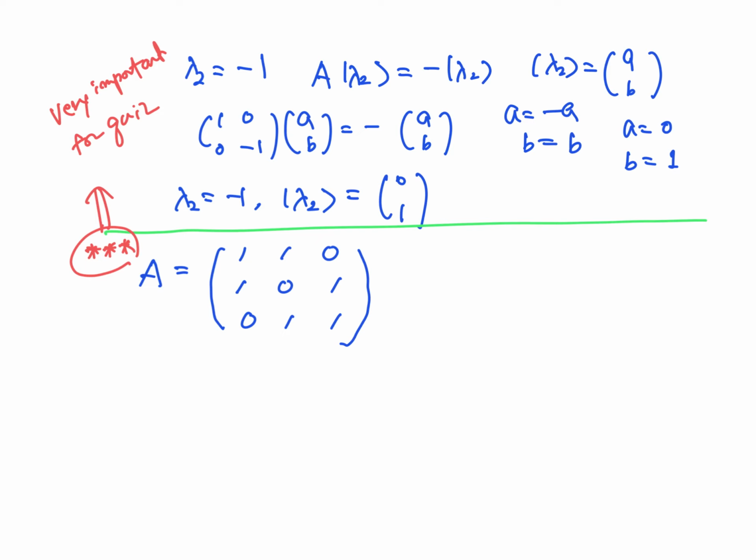So the matrix can be different, right? I'm giving a hint. It can be different, but Hermitian.